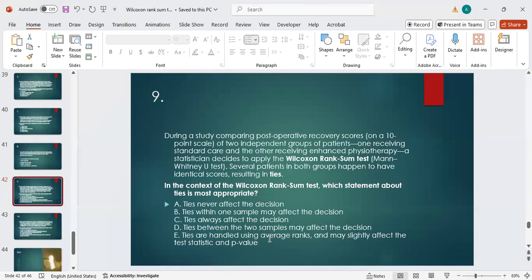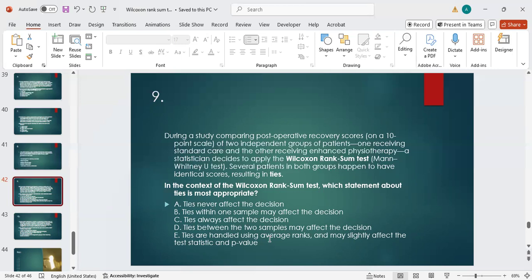MCQ number 9. During a study comparing post-operative recovery scores on a 10-point scale of two independent groups of patients, one receiving standard care and the other receiving enhanced physiotherapy, a statistician decides to apply the Wilcoxon rank sum test, the Mann Whitney U test. Several patients in both groups happen to have identical scores, resulting in ties. In the context of the Wilcoxon rank sum test, which statement about the ties is most appropriate?